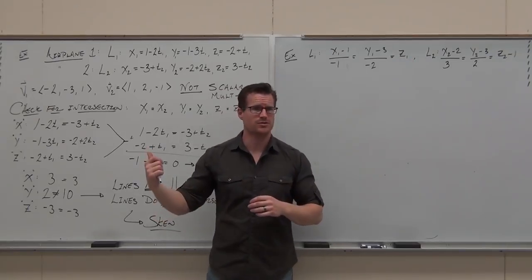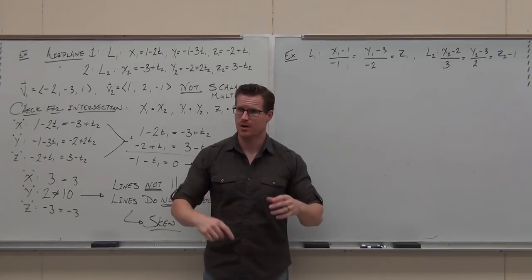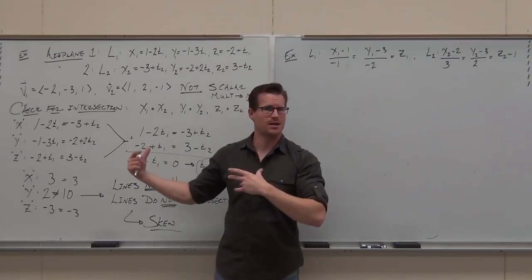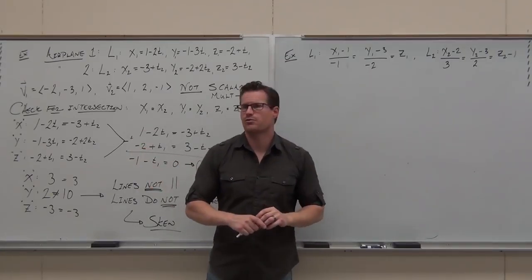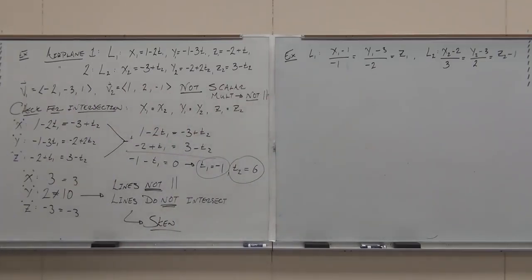Maybe set them up as parametric. That's what I'm going to be doing first. So when I come back, I'm going to crush the problem, but I'm going to do parametric. I'm going to check the direction vectors. I'll check parallel. I'll check intersections, and then we're going to go from there. Do you guys understand what I want you to do? Okay, we'll be back in a second.